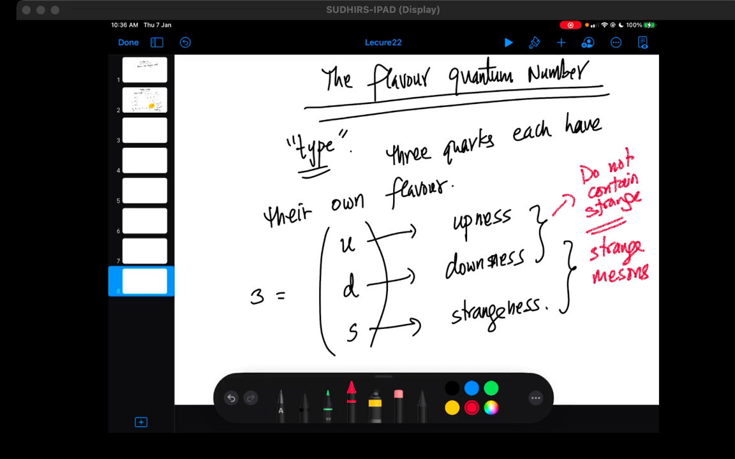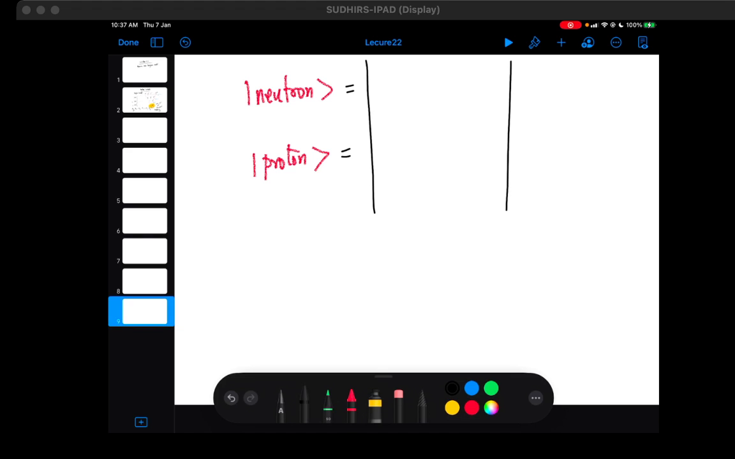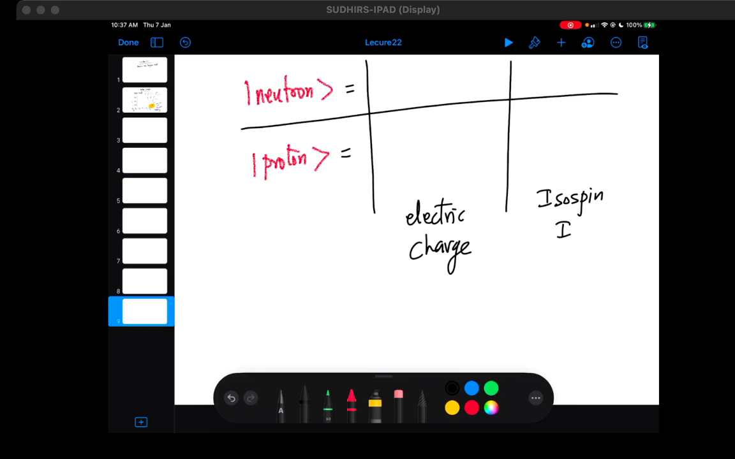Okay, these do not contain strange. So now we can see that these bound states which do not contain strange are, for example, let's take neutron and proton state. The neutron has electric charge, and it also has isospin I3, which we have seen essentially.